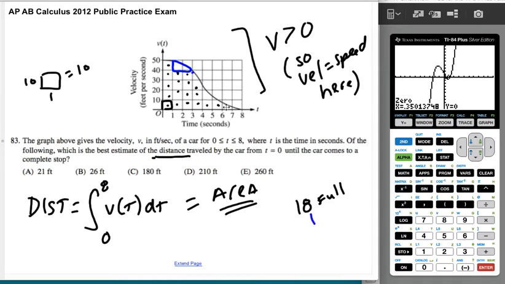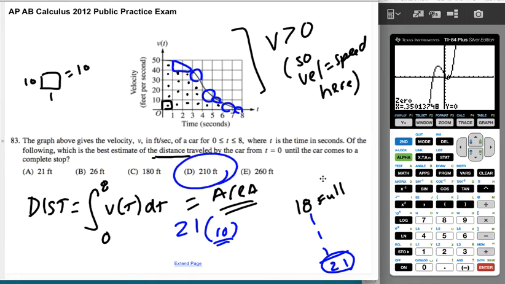These two together are pretty close to a box, so that's 20. And then same thing here. I bet this guy and this guy and this guy, that's probably one more box. So I'm going to say that's about 3 more full boxes, so let's say that's 21-ish. It's about 21 boxes. So 21 times the 10 for each box gives me answer D.